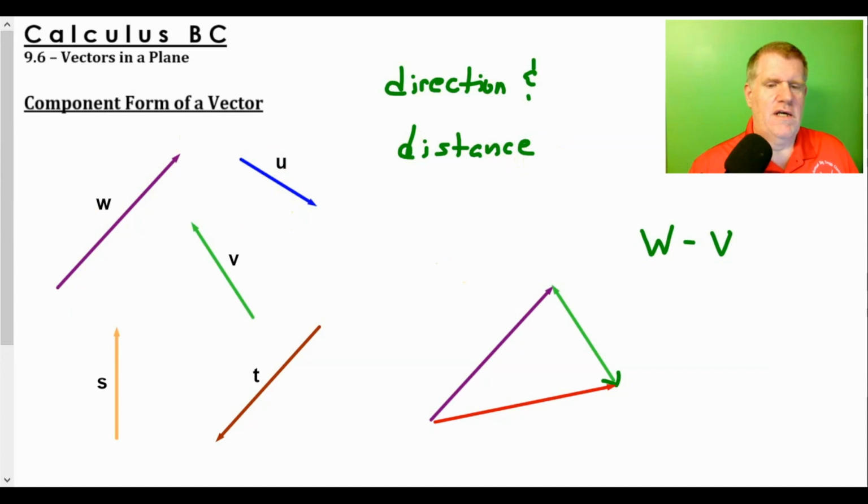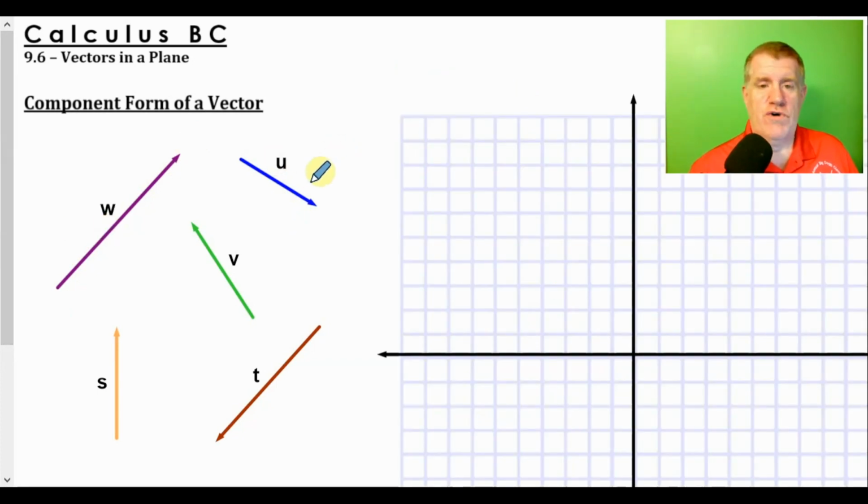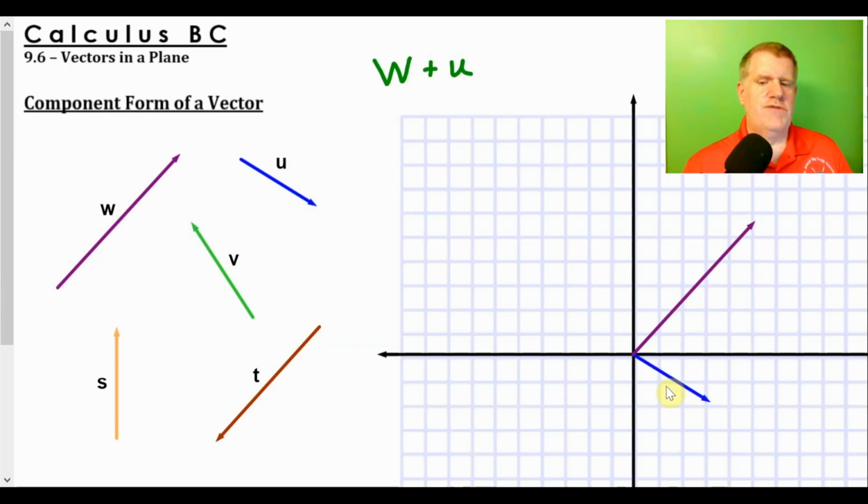All right? And you can do the same things on a coordinate grid. So say, for example, let's say we're going to do W plus U. Alright, there's W. We'll start at the origin. U, let's start from the origin. It doesn't even matter necessarily where you put these vectors, because if we're going to add them together, we've got to go from end point to beginning point. So we got to do it this direction. And then we have a resultant vector.